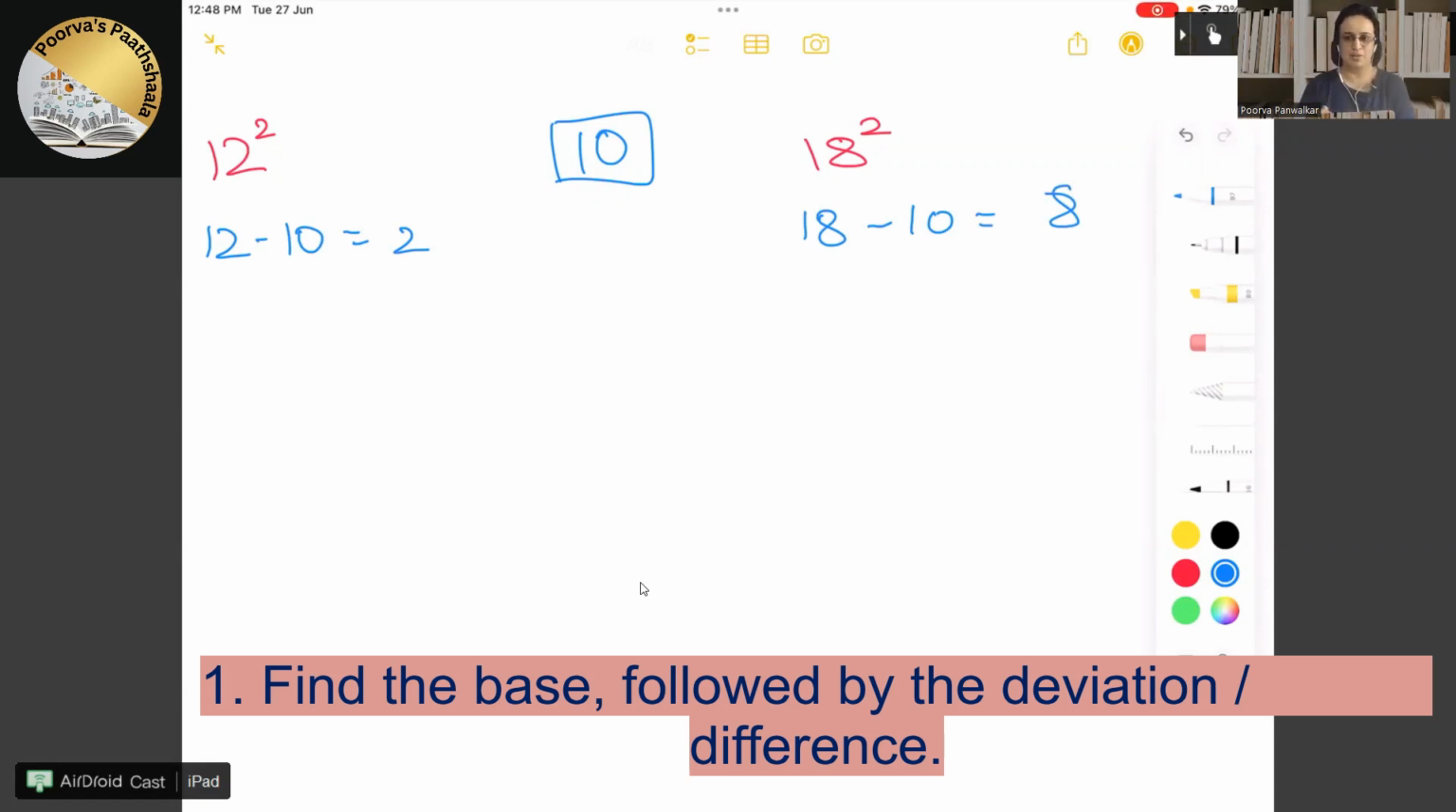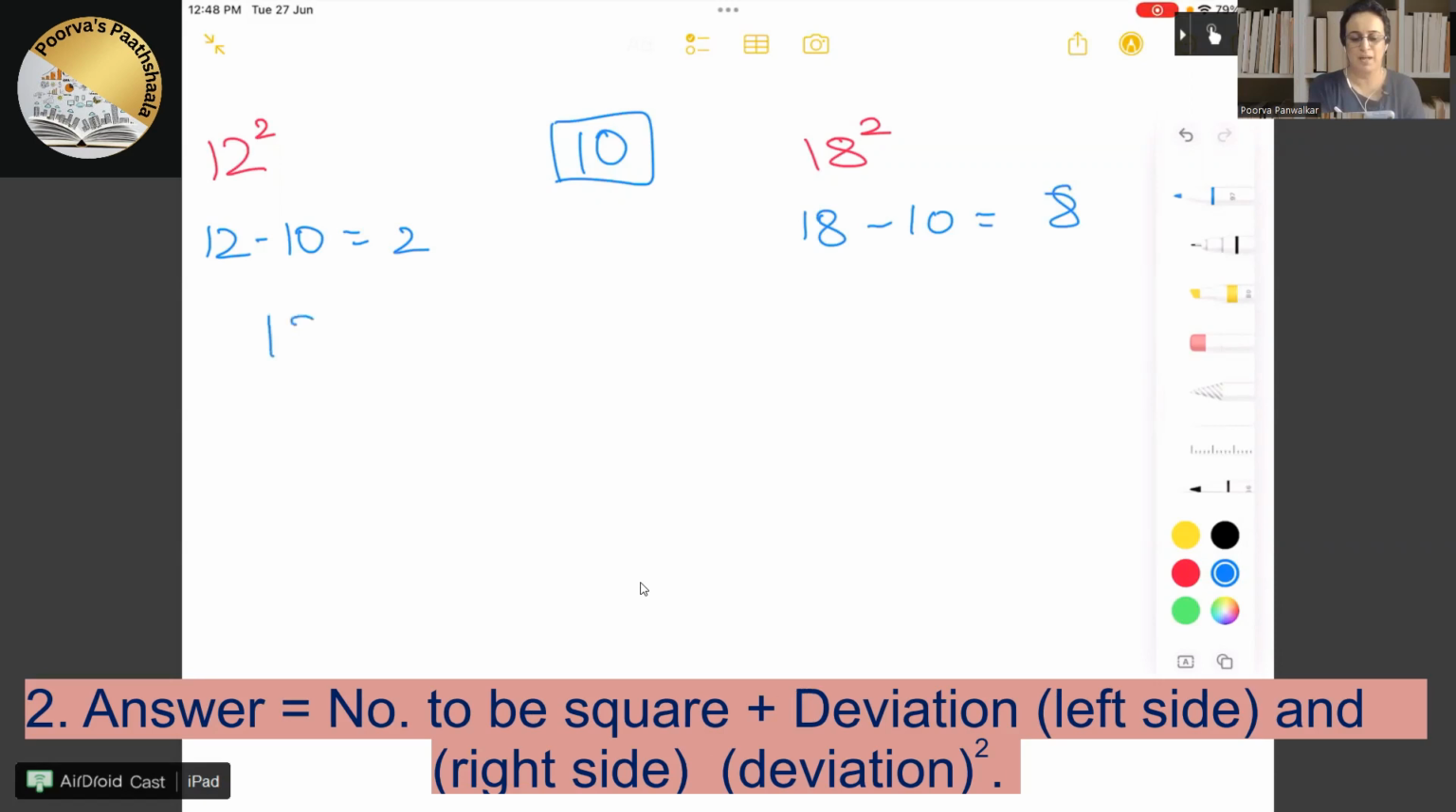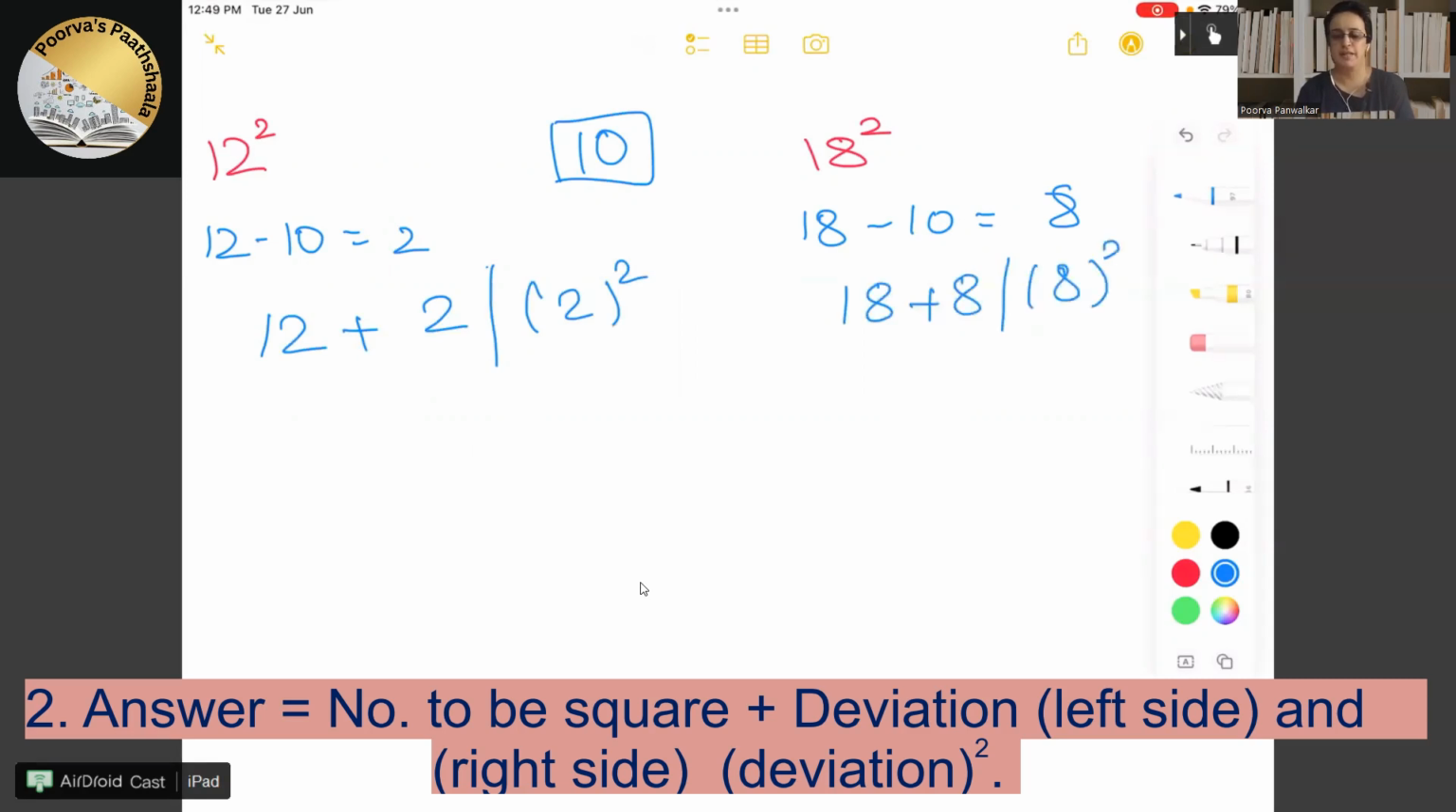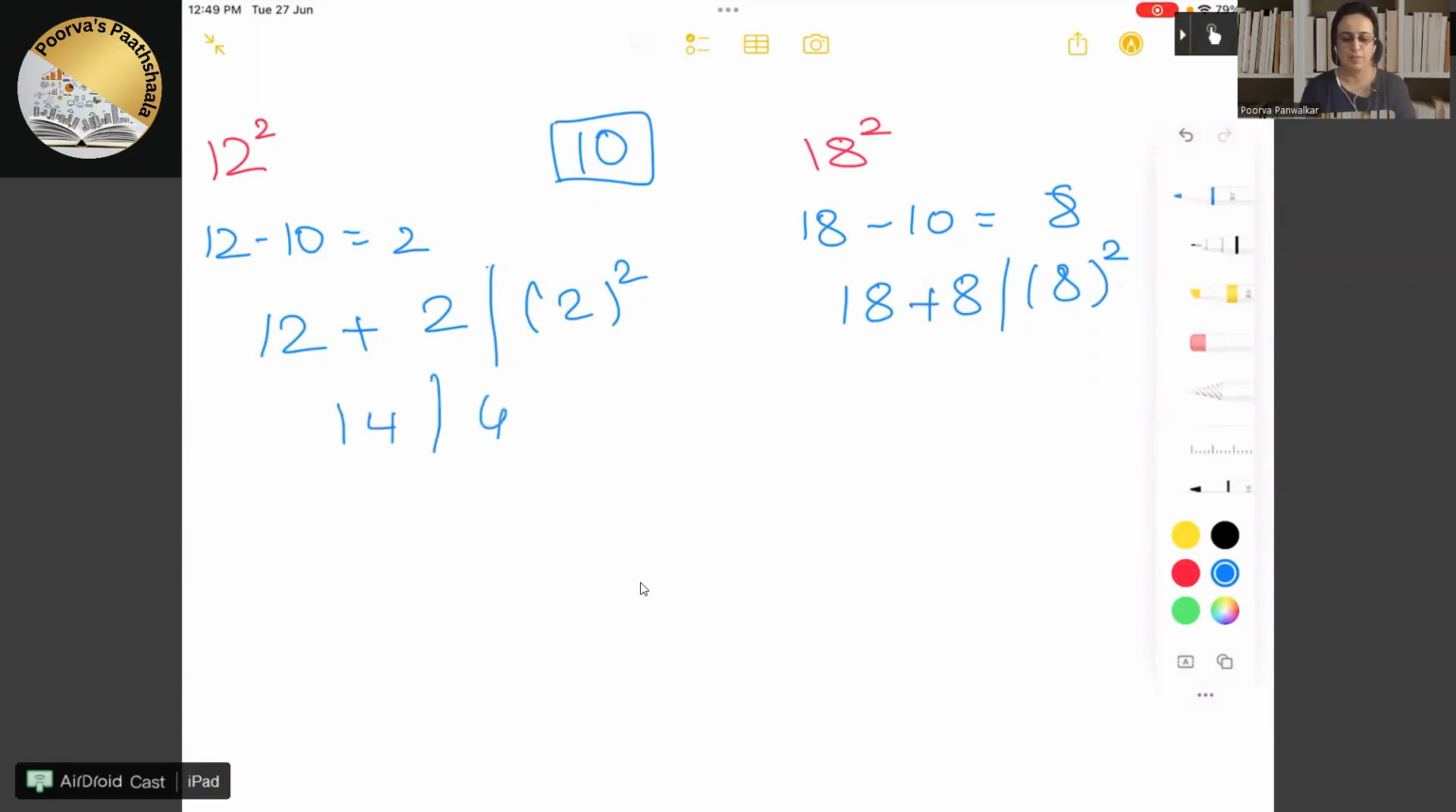Now I find the answer in 2 steps. So 12 plus the deviation and square of the deviation, and 18 plus the deviation and square of the deviation. So 12 plus 2 gives me 14, and square of 2 is 4. So my 12 square is 144. Now when I come here, 18 plus 8 comes to be 26, and 8 8s are 64.